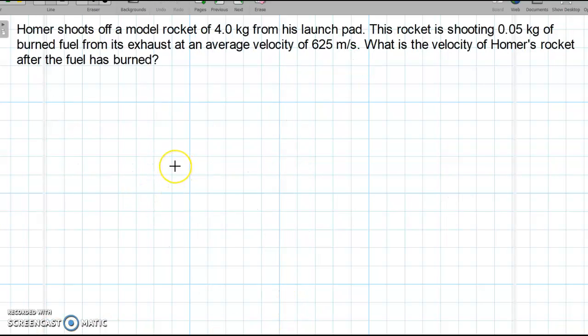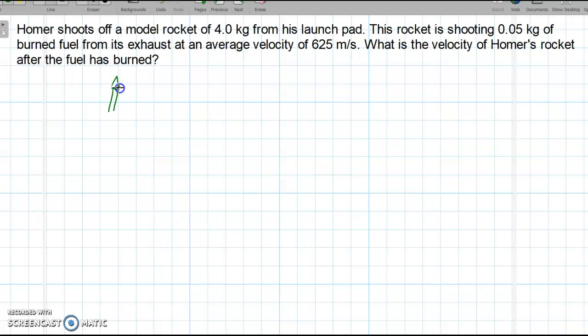Alright, so this is another example of an elastic collision. Elastic. So Homer shoots off a model rocket at 4.0 kilograms from his launch pad. The rocket is shooting 0.05 kilograms of burned fuel from its exhaust at an average velocity of 625 meters per second. What is the velocity of Homer's rocket after the fuel has burned?